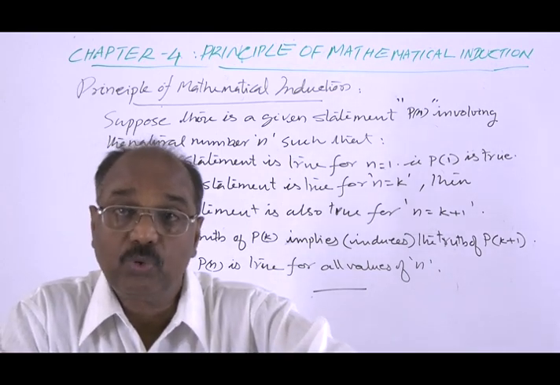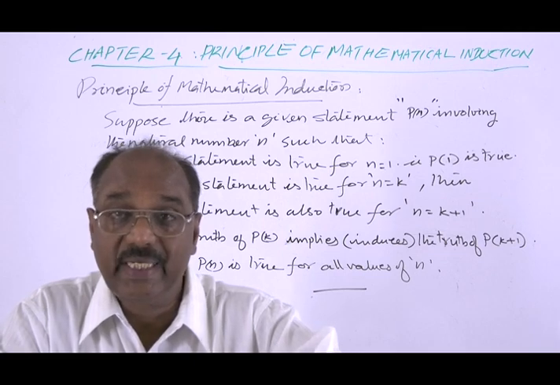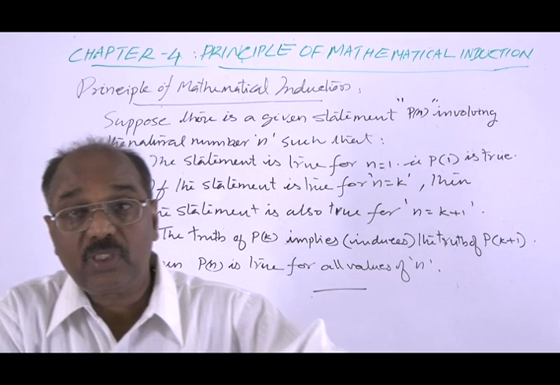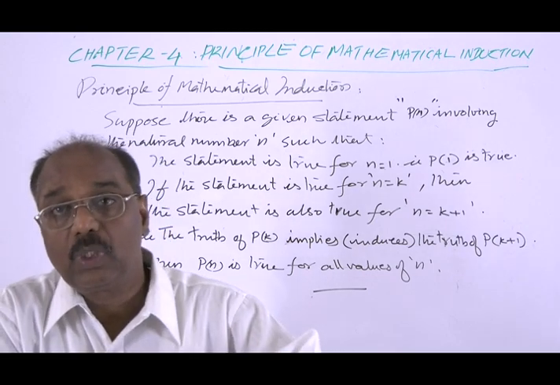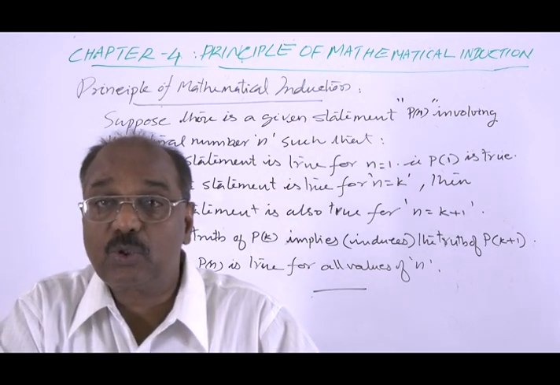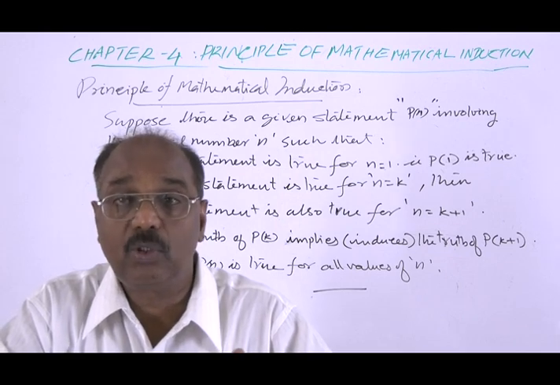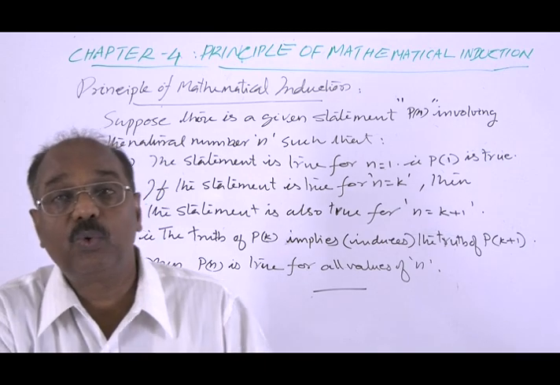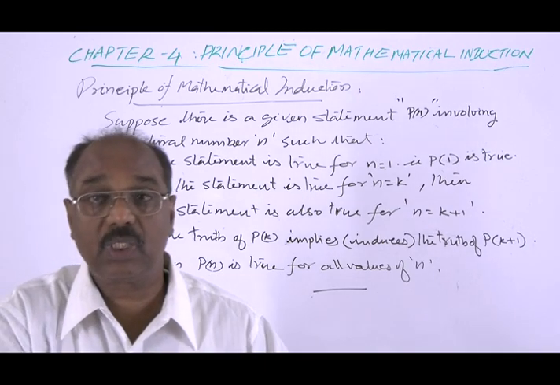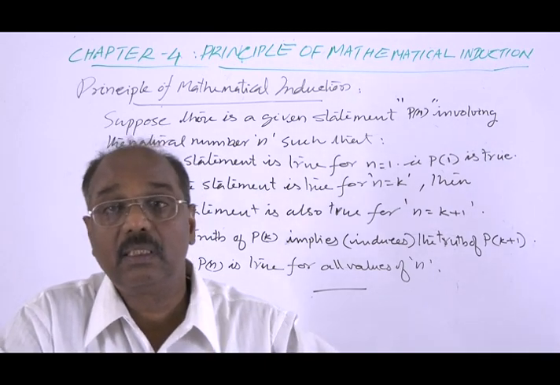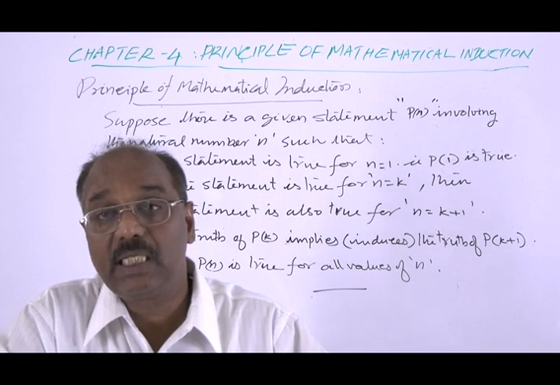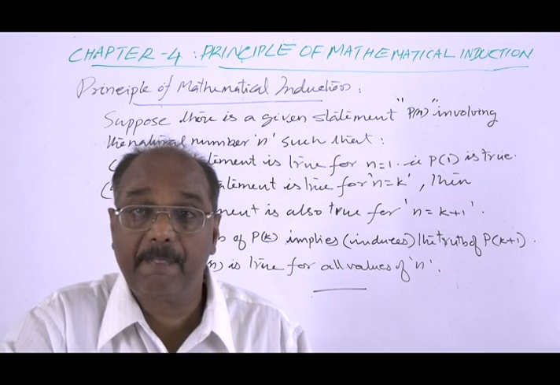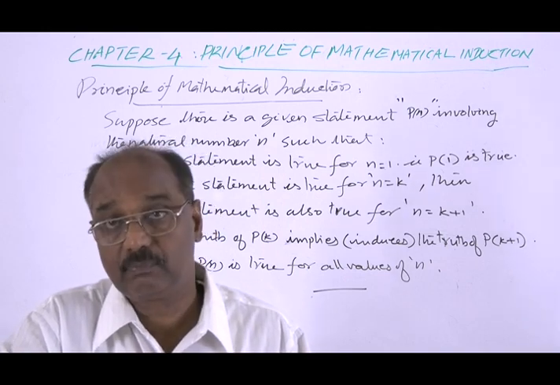If we can prove the result is true for n equal to 1, and also if we can prove, assuming the result is true for n equal to k, it is true for the next higher value n equal to k plus 1 also, then the result or the statement given by Pn will be true for all values of n. That is the principle.